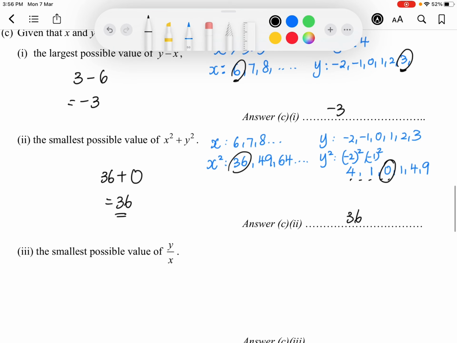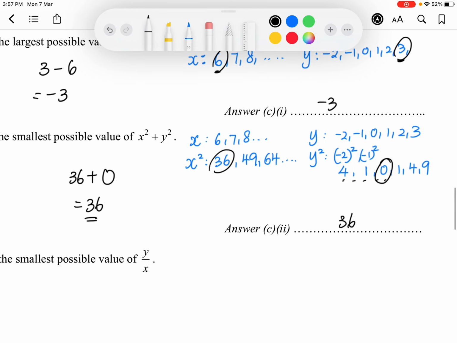Next, let's find the smallest possible value of y over x. Before we begin, should we try to get a negative number, or should we try to get a positive number? We should try to get a negative number, right? Smallest possible value, as negative as possible. So in my x range, x has 6, 7, 8. Then y has the numbers negative 2, negative 1, 0, 1, 2, 3.